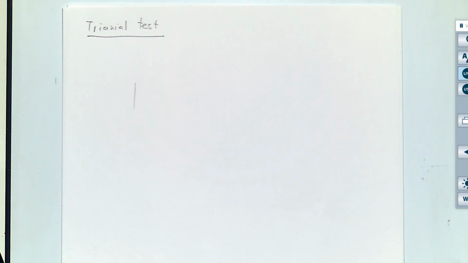I'm sure I brought my eraser. I cannot find it. Okay, oh, here it is. Okay.